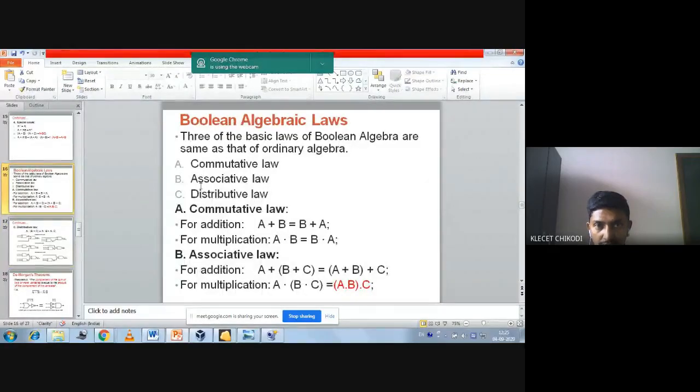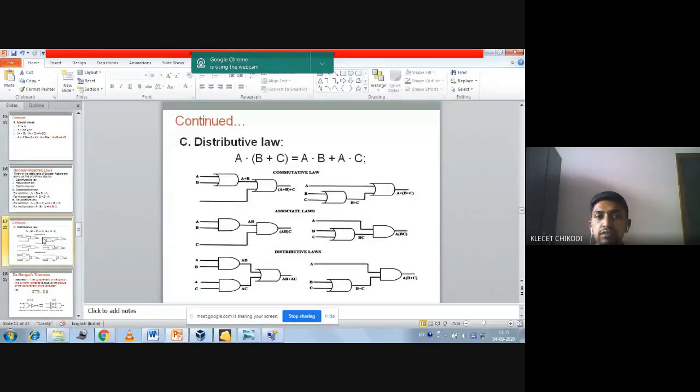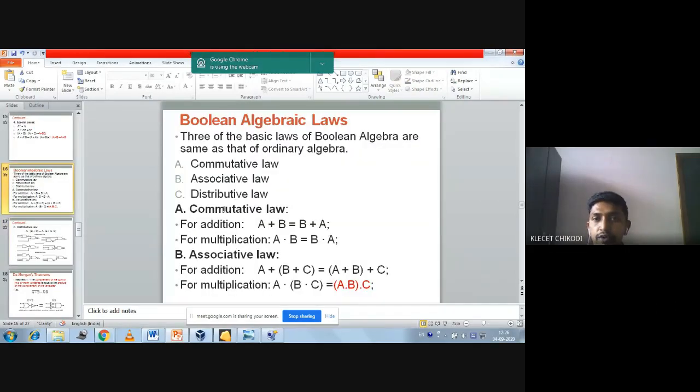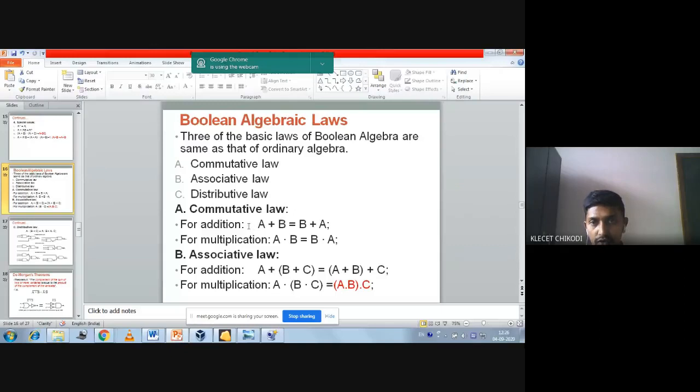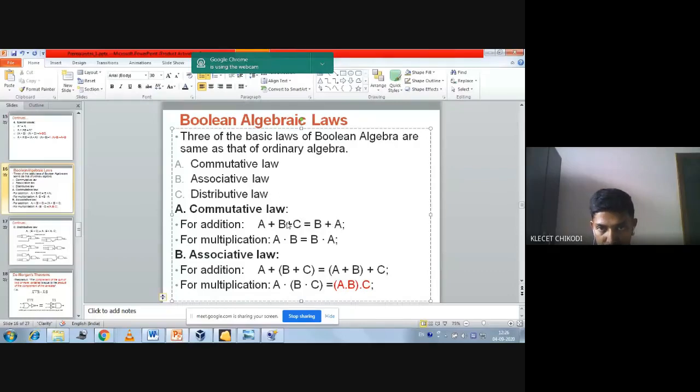Now we can see that here all the commutative, associative and distributive laws are explained using the gates. So this is the logic circuit for the commutative law. Here they have taken addition with 2 inputs and 3 inputs. So we also take 3 only, like them.